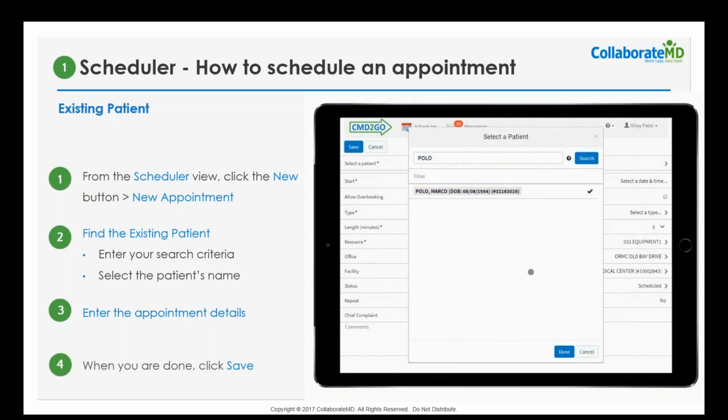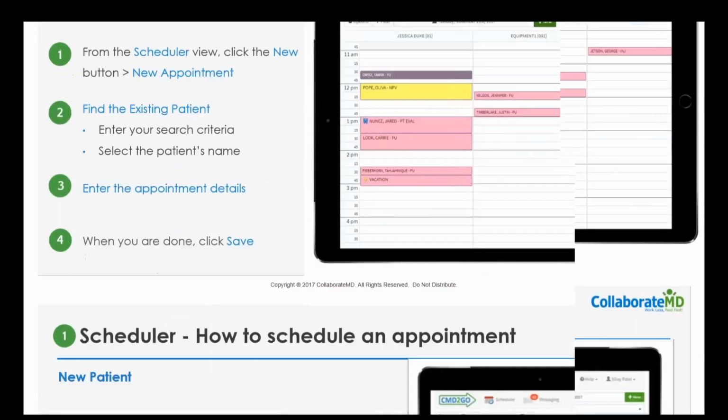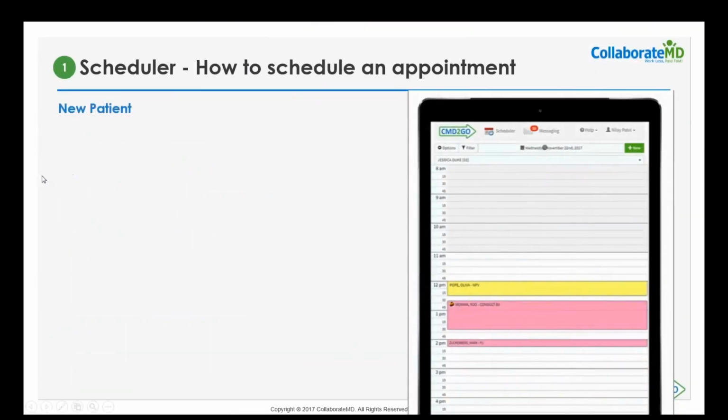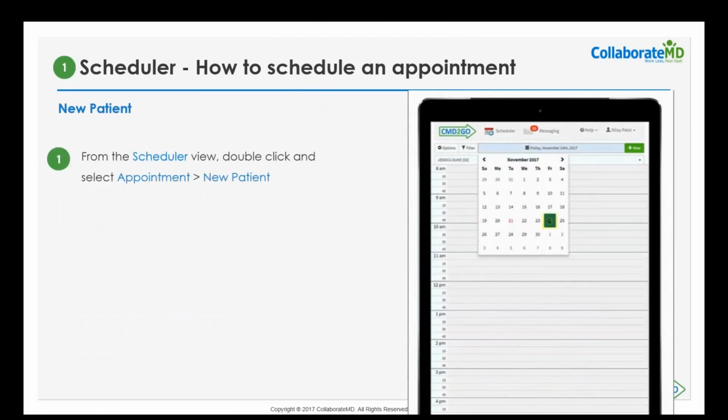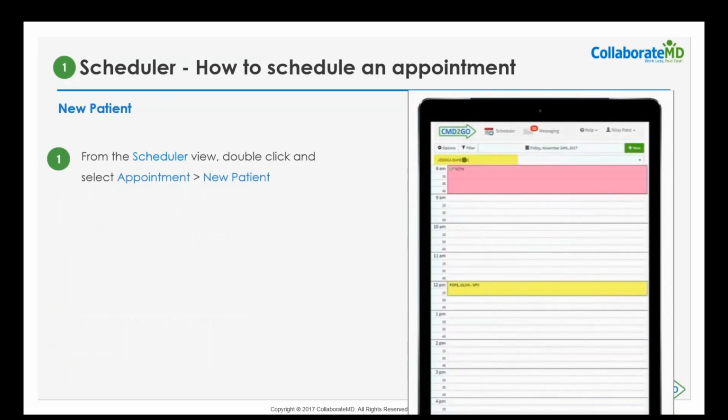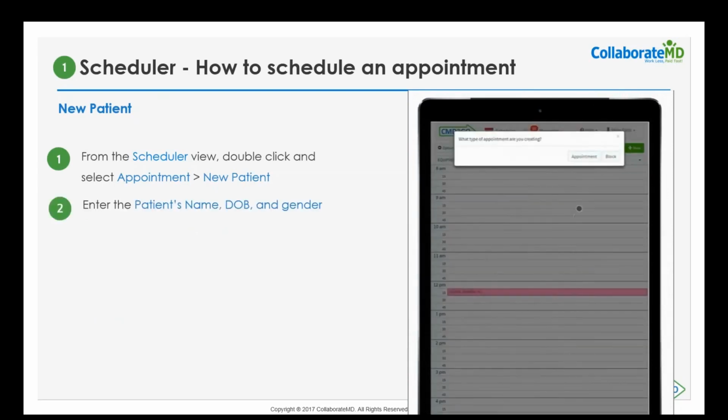Now let's move on to show you how to schedule a new patient. So, to schedule a new patient, you simply are going to follow along like in this video, which shows you how to do that. You can either click on New Appointment by double-clicking on the scheduler, then select the appointment, and then the new patient.